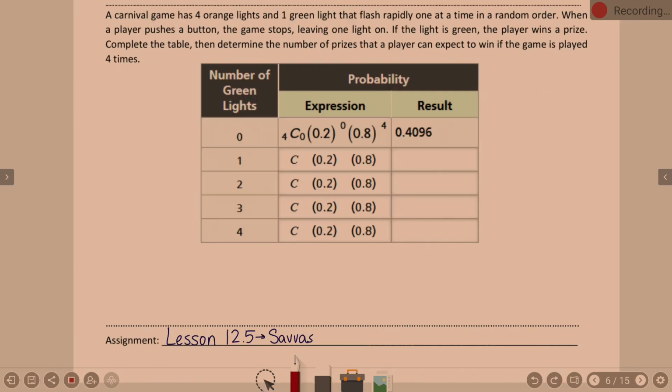And this one, they gave us a chart. So I gave this problem to you second. So it's kind of already set up for us, though. A carnival game has 4 orange lights and 1 green light that flash rapidly, one at a time, in random order. When a player pushes a button, the game stops, leaving 1 light on. If the light is green, the player wins a prize. Complete the table, then determine the number of prizes the player can expect to win if the game is played 4 times. Right there, they're asking us to do expected value.